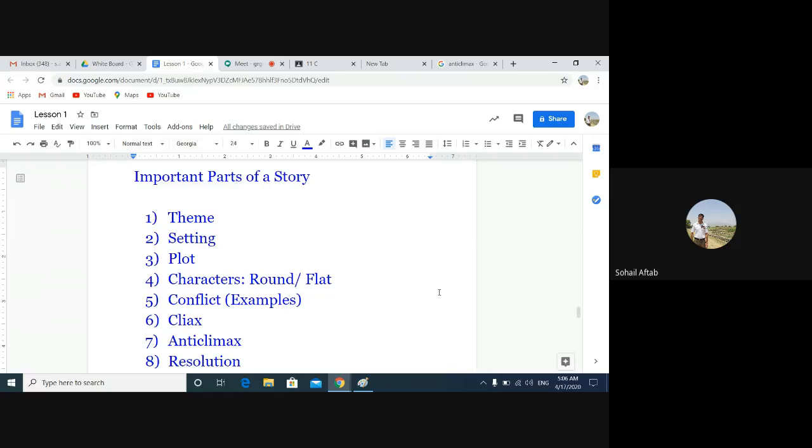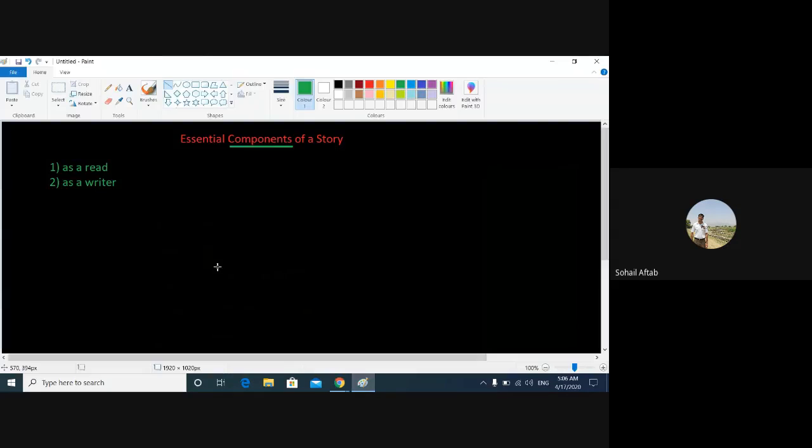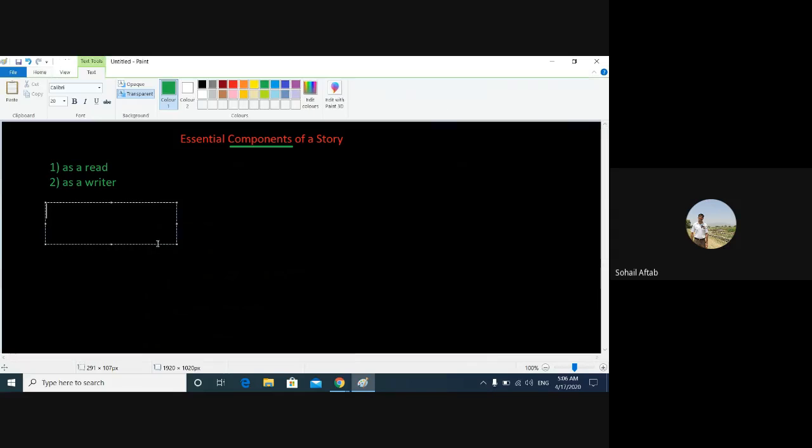First of all, we have theme, and let's go back to Paint and figure out exactly what a theme is and how important a theme is for you. Okay, theme. What is a theme? Theme, in fact, is the idea which you want to convey in a story. The idea you want to convey in a story is your theme.